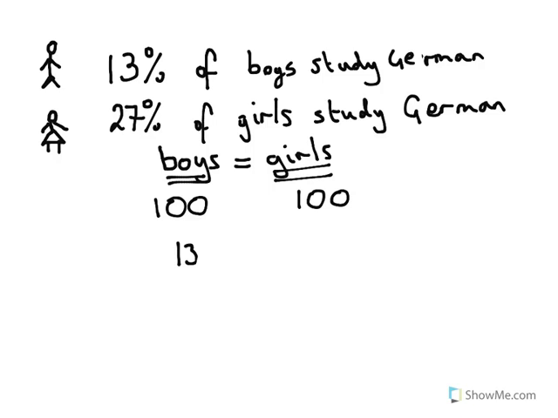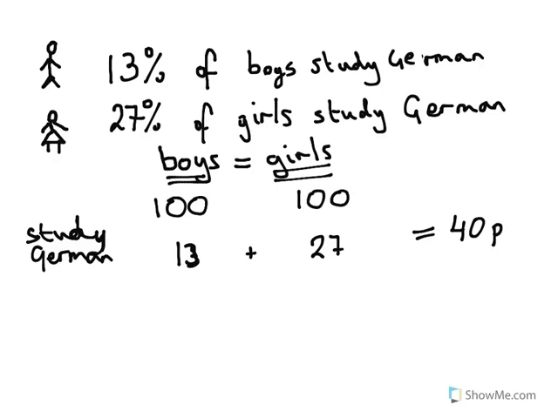So if we just look at pupils who study German, 13% of the boys study German, which is 13 pupils. 27% of the girls study, which would be 27 pupils. So the total number of boys and girls who study German is 13 plus 27, which is 40 pupils.